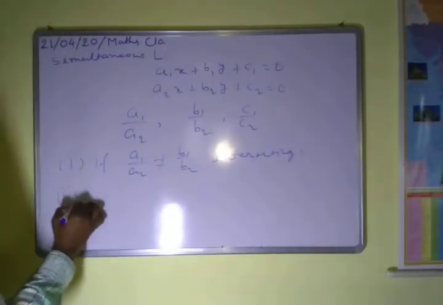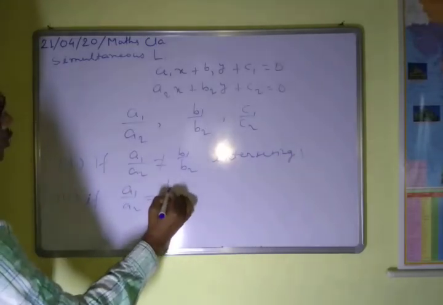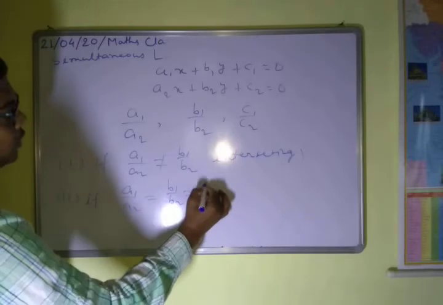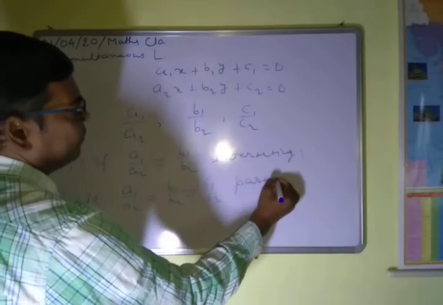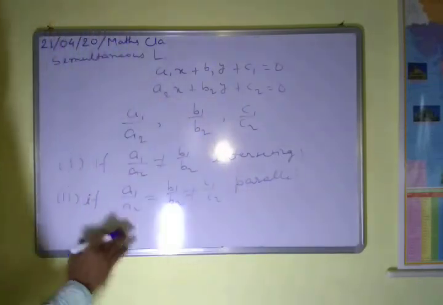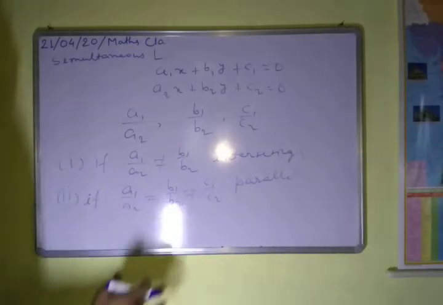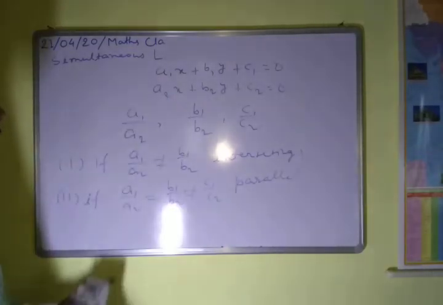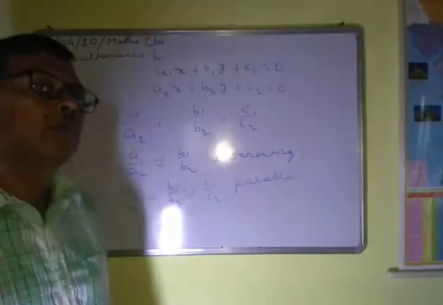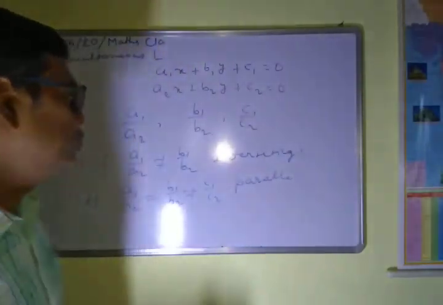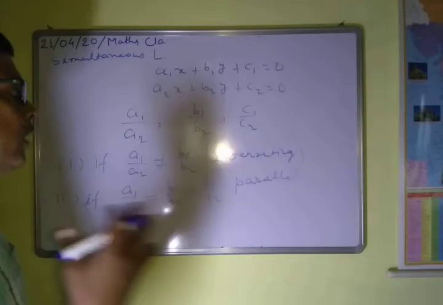The number two condition is that if a1 by a2 is equal to b1 by b2 is not equal to c1 by c2, then the lines are parallel. Parallel means that you will not have any solution. That is, you will not get any value of x and y which satisfies both equations simultaneously. So in this case, the given system is inconsistent because it doesn't have a solution.